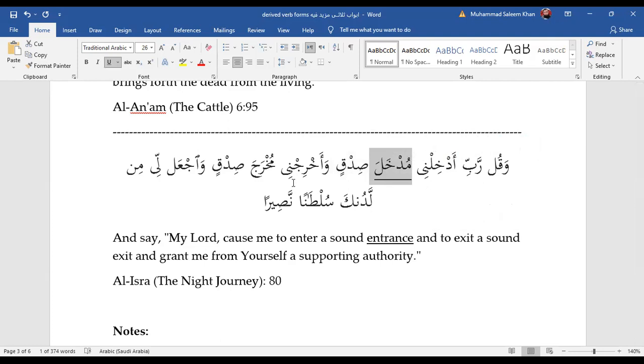Again, like adkhil, akhrij is the fourth form of the verb. فعل أخرج الدعاء. يخرج إخراجا ويخرجكم إخراجا. So وأخرجني, and exit me, or cause me to exit.